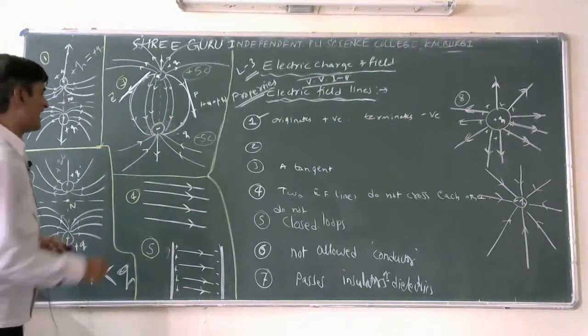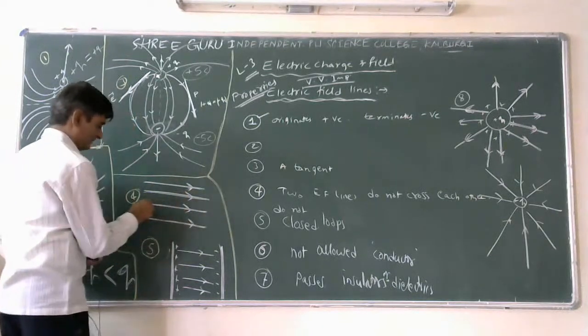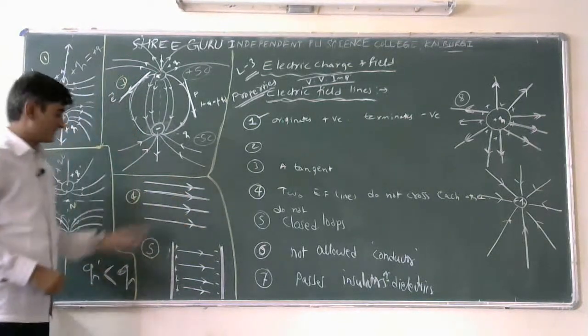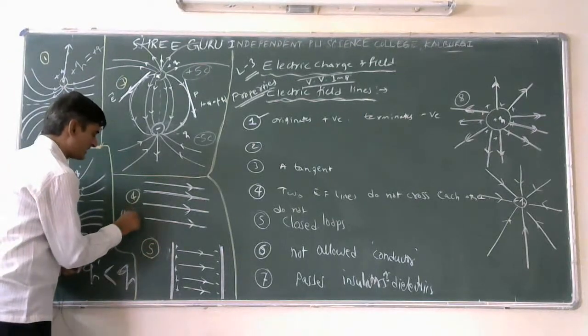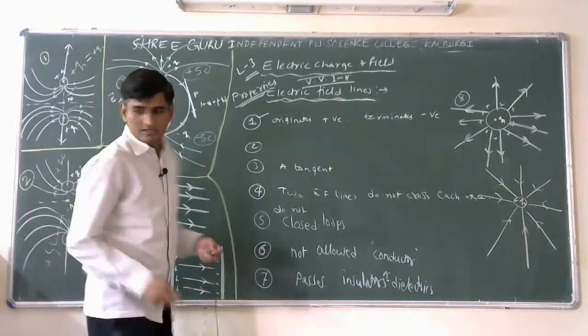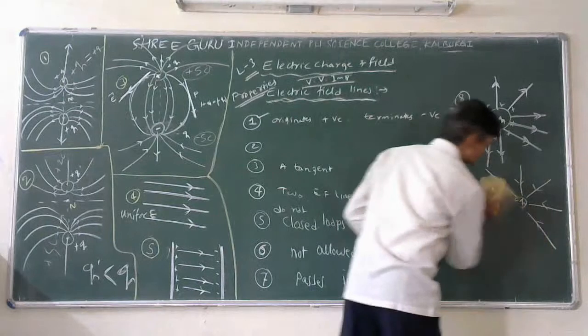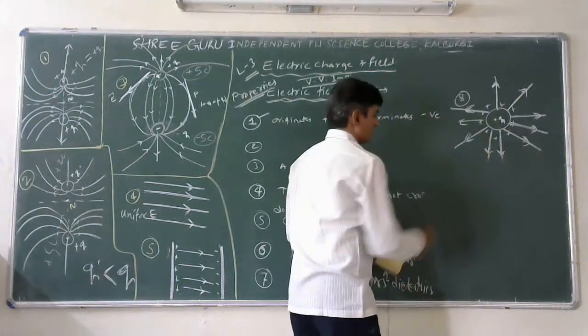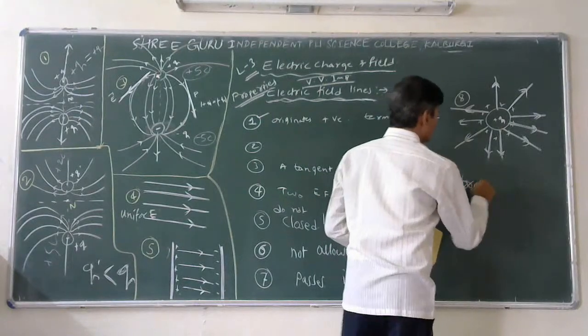Electric field lines are represented by equidistant parallel lines for a uniform electric field. Here, these lines indicate uniform electric field intensity. Now I will tell you what a uniform electric field is.